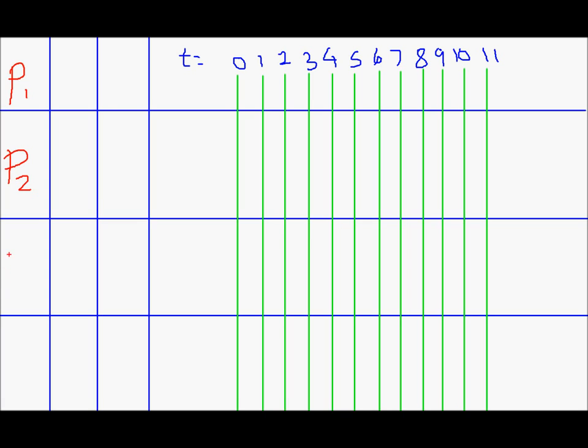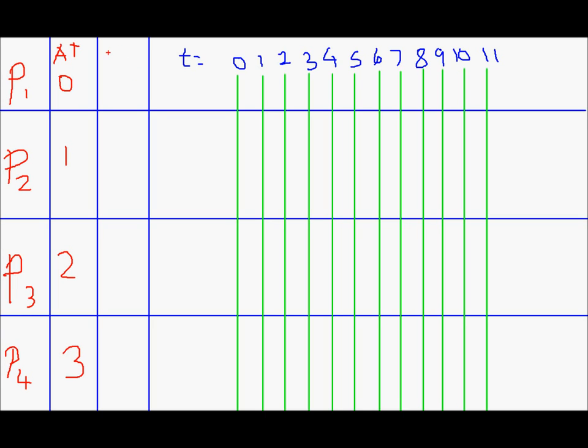P2, P3 and P4. Next we'll write the arrival times. Arrival time is when the process first arrived. Let's assume that it's 0 for P1, it's 1 for P2, 2 for P3 and 3 for P4.